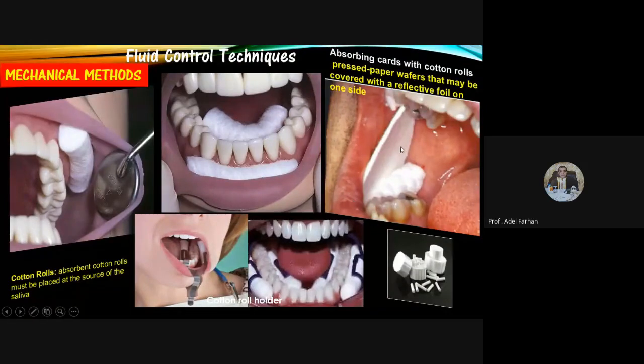In addition to the cotton roll, sometimes we can use an absorbent card. These are a pressed paper wafer that may be covered with a reflective foil on one side, and this will provide more control of the saliva from the buccal mucosa.